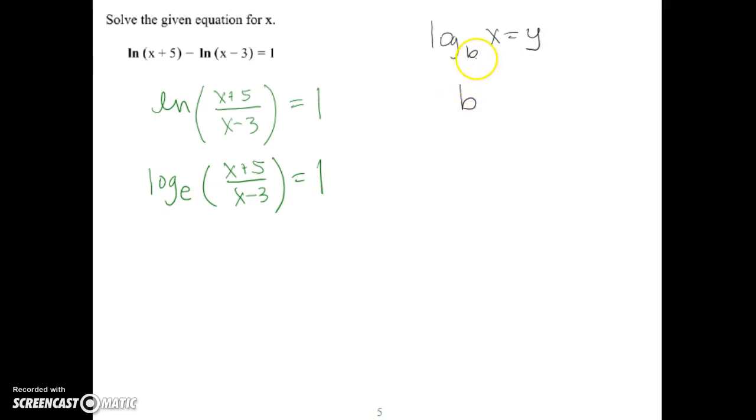Now to solve a logarithmic equation, hopefully you remember this, we can rewrite natural log as log base e of x plus 5 over x minus 3 equals 1. And remember, converting from logarithmic to exponential, if you have log base b of x equals y, the base of the log is the base of the exponent, and then you take y, b to the y, is equal to x. So the x goes over here, the y goes over here. So that's what we're going to do here.